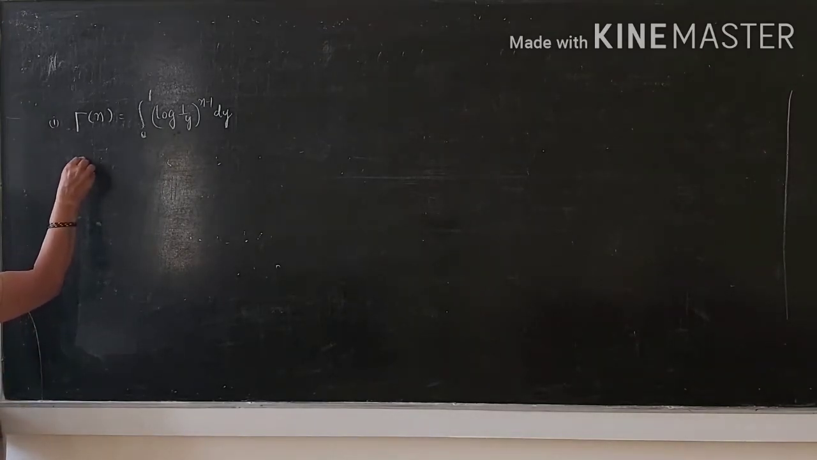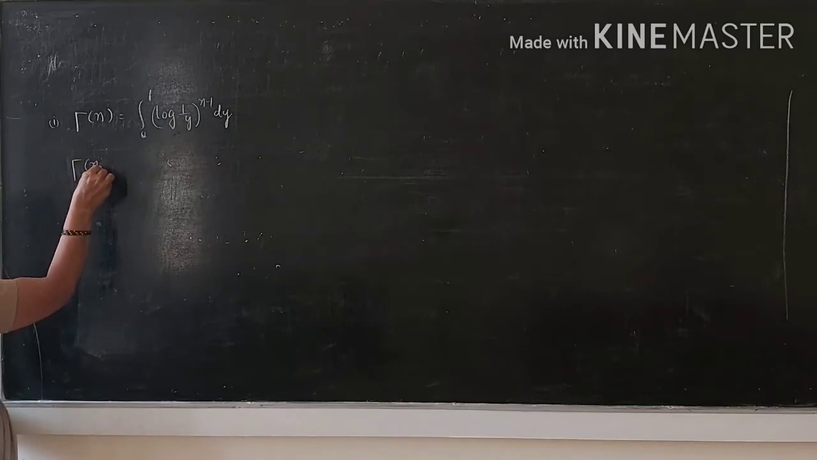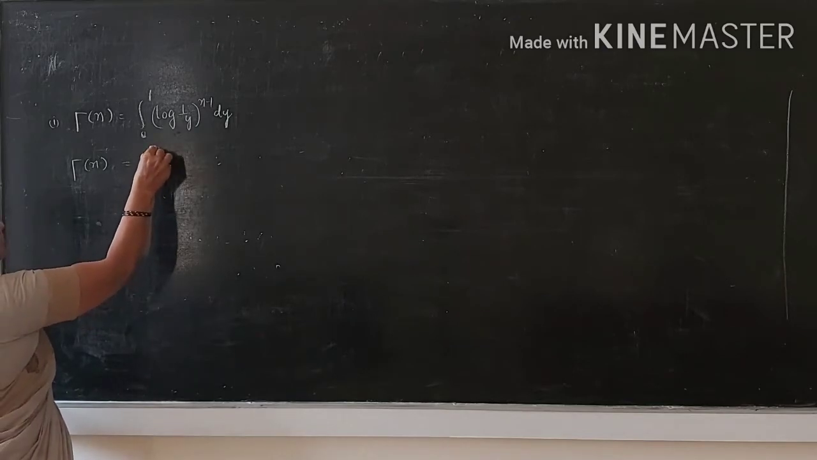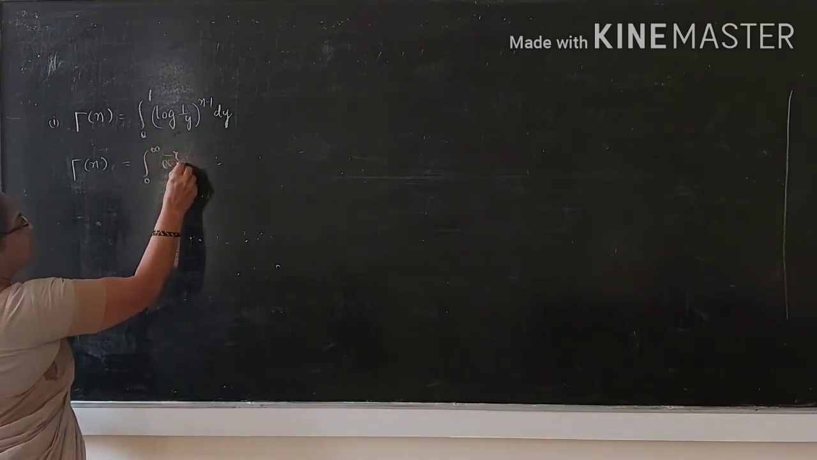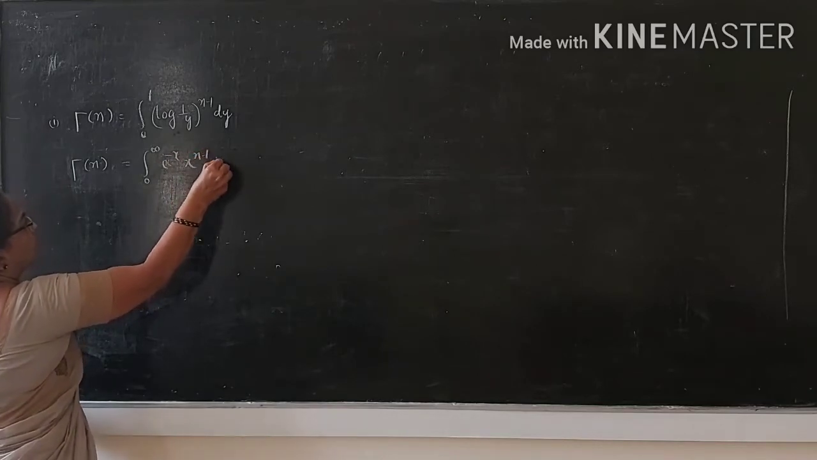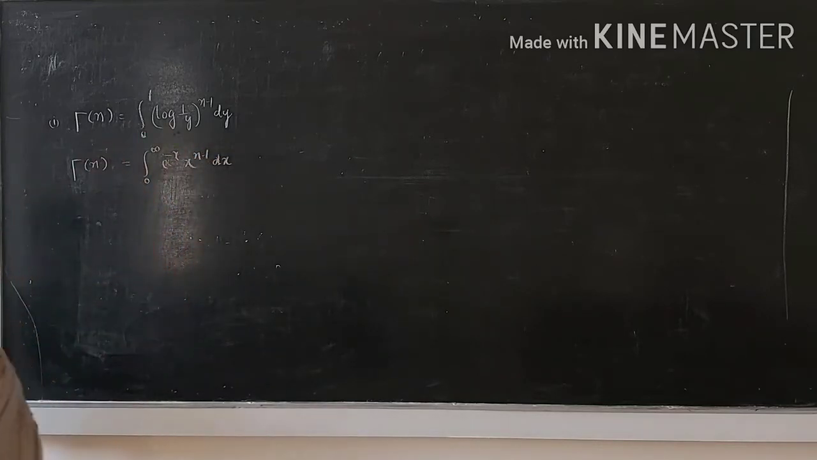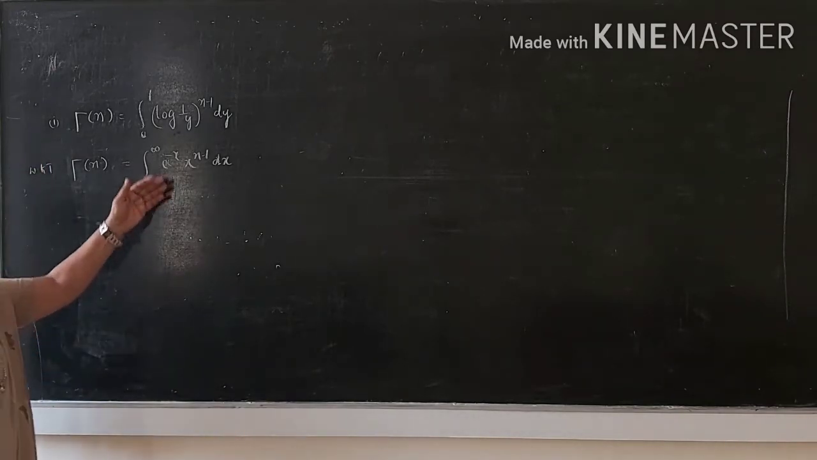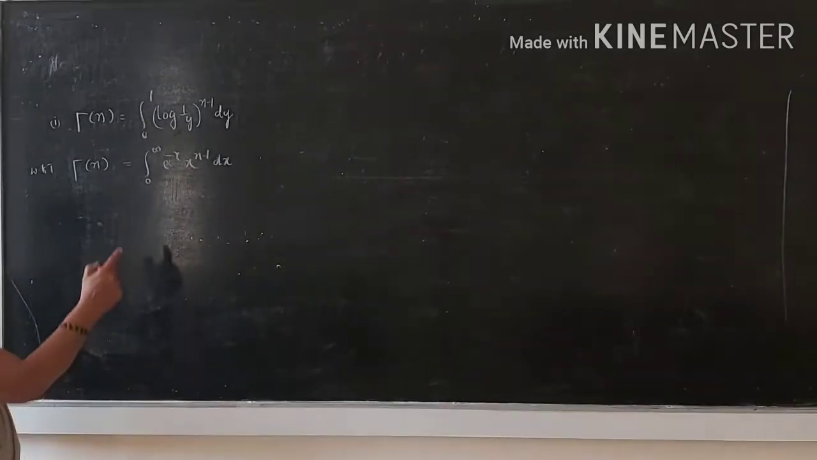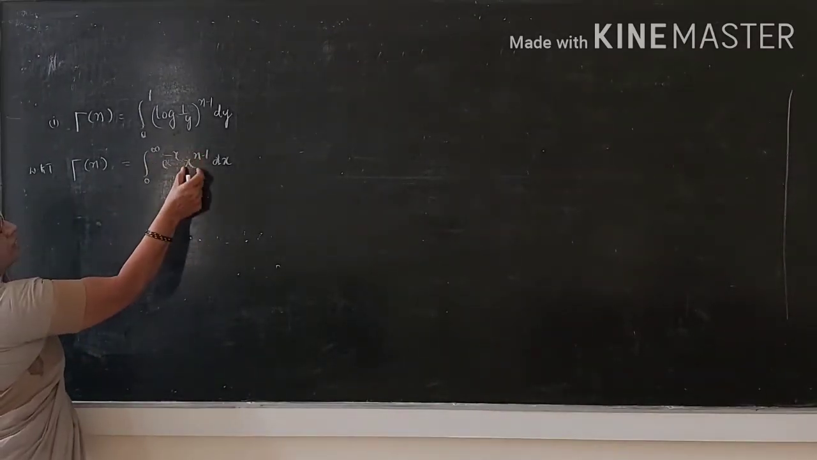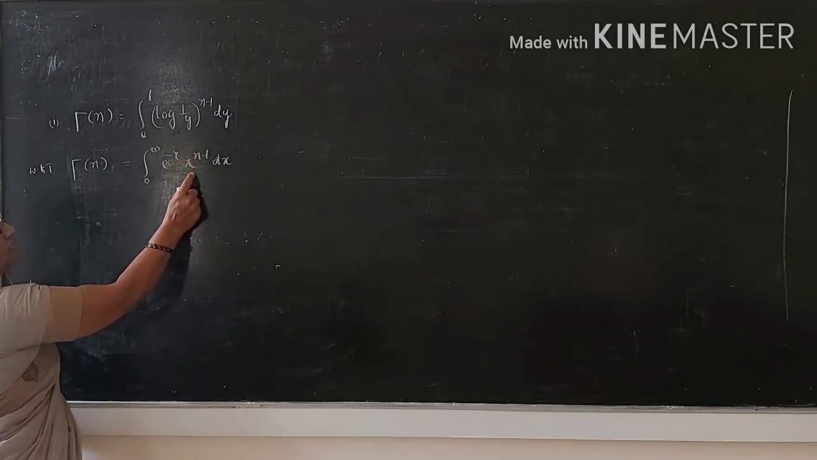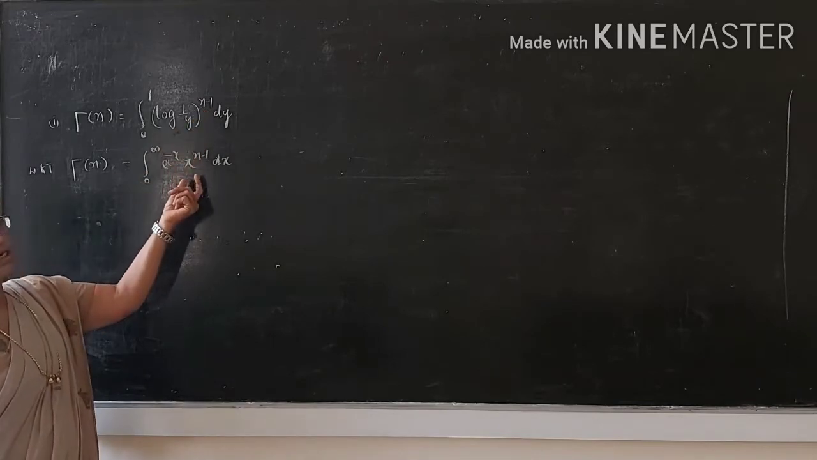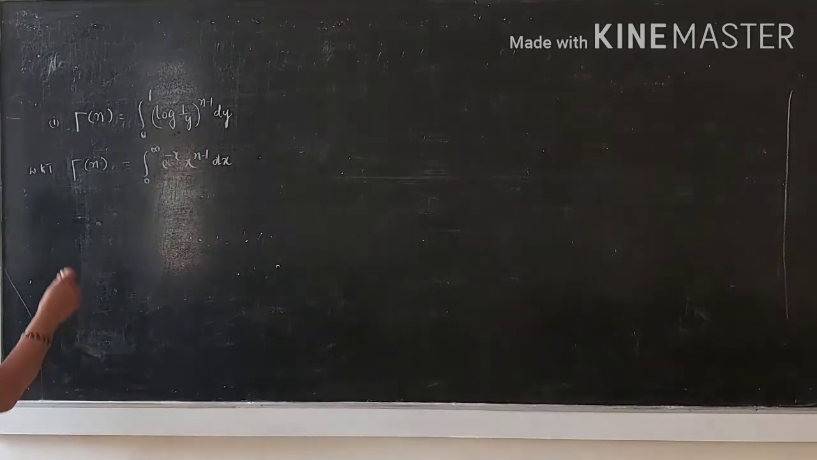What I know about the gamma function is just the basic definition. That is, gamma of n is equal to the integral from 0 to infinity of e to the power of minus x, x to the power of n minus 1, dx. We know this. If I compare this result with that one, my intuition says to put log of 1 by y in place of x, since the power of log of 1 by y is n minus 1 here and the power of x is n minus 1 here.